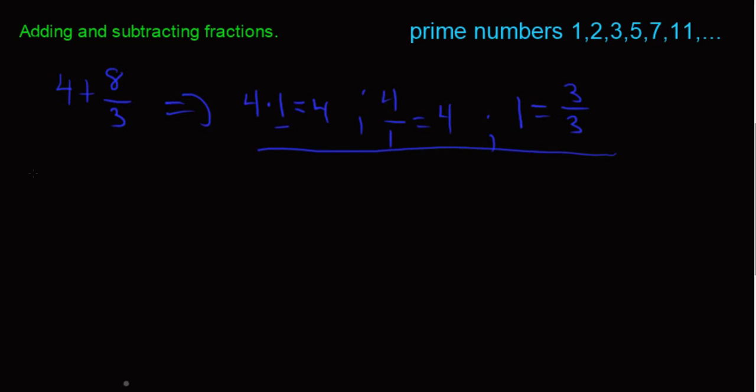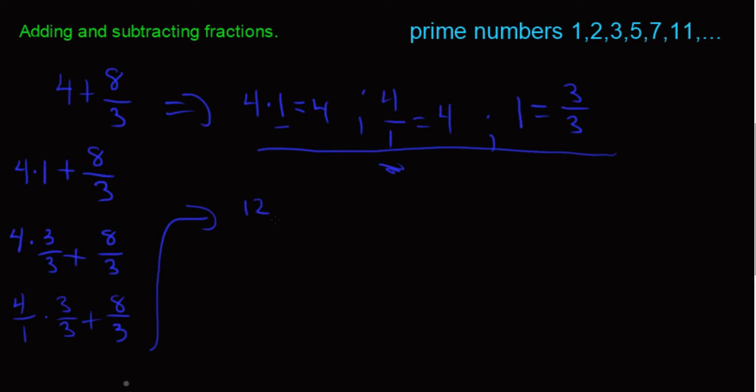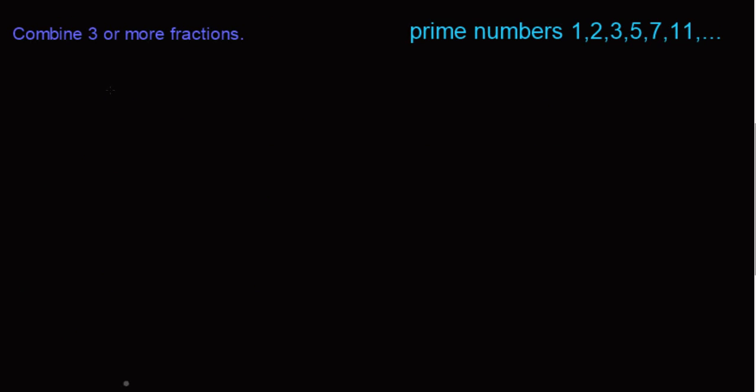So let's take a look at it. So we use 4, which is just 4 times 1, if we want to look at it that way, plus 8 over 3. The 1 is now 3 over 3. So we have 4 times 3 over 3 plus 8 over 3. 4 is just like 4 over 1. So we have 4 over 1 times 3 over 3 plus 8 over 3. So that equals 12 over 3 plus 8 over 3 equals 20 over 3. That's simplest form. Let's look at combining 3 or more fractions.